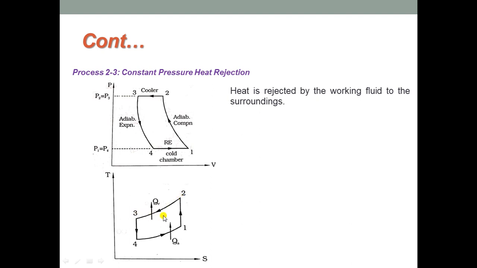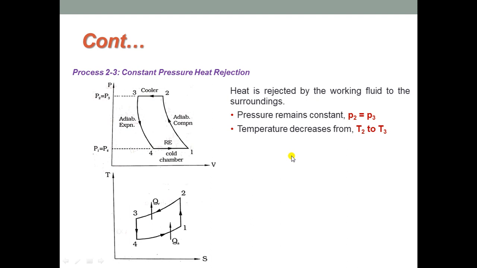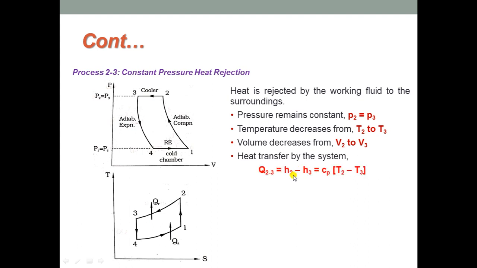Heat is rejected to the surroundings during this process, and pressure remains constant as P2 is equal to P3 and the process is constant pressure. Temperature decreases from T2 to T3. Volume also decreases from V2 to V3, as you can observe in the PV diagram, and the heat transfer by the system here, that is, heat rejected in the condenser, is equal to H2 minus H3, that is, Cp into T2 minus T3.